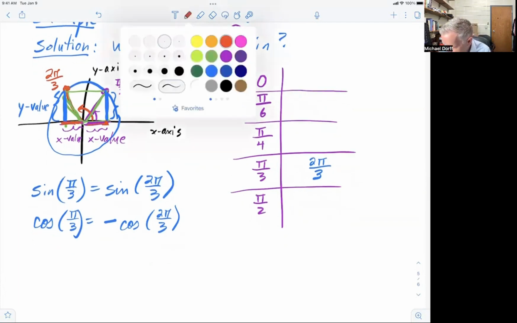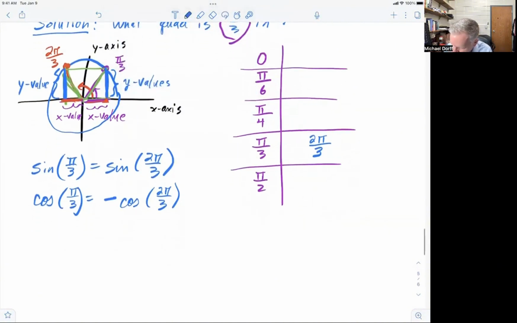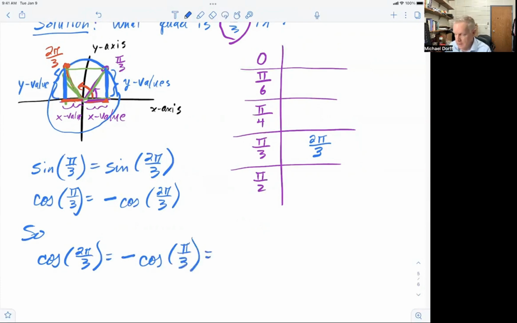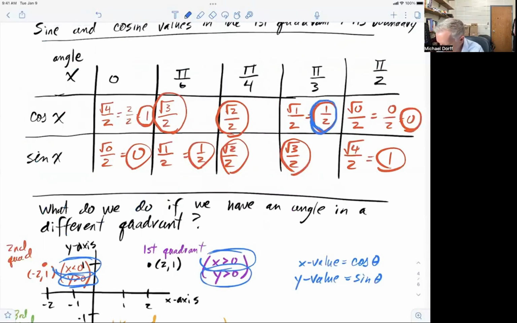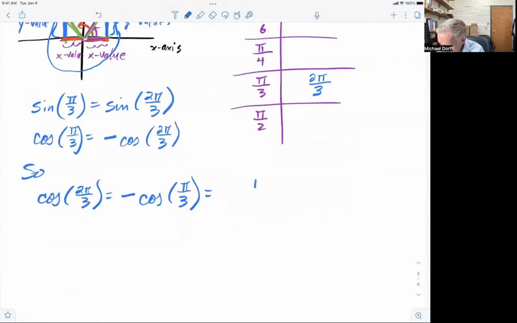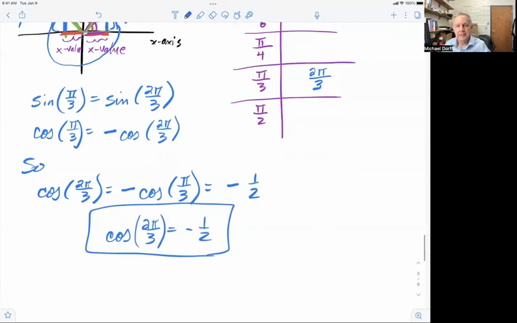So how does that help us? Well, that means if we're trying to figure out what the cosine of 2 pi over 3 is, it's going to equal the negative of the cosine of pi over 3. And what is the cosine of pi over 3? Well, if I go back to my chart here, the cosine of pi over 3 is a half, so I'm going to get a half here with a negative sign. So the cosine of 2 pi over 3 equals negative a half. All right. See how that's related to the cosine? Remember, the cosine of pi over 3 was a half. The cosine of 2 pi over 3 is negative a half.